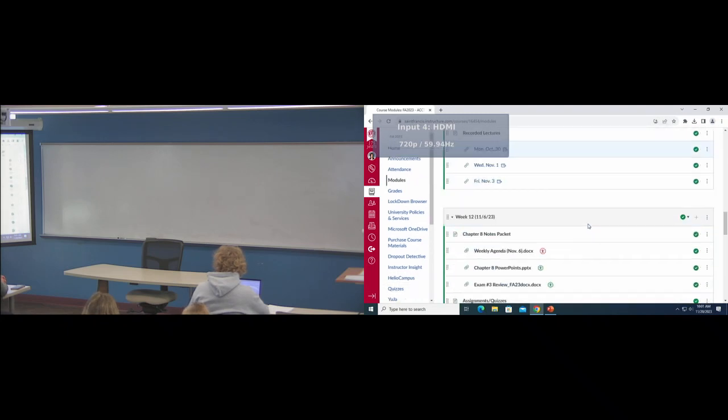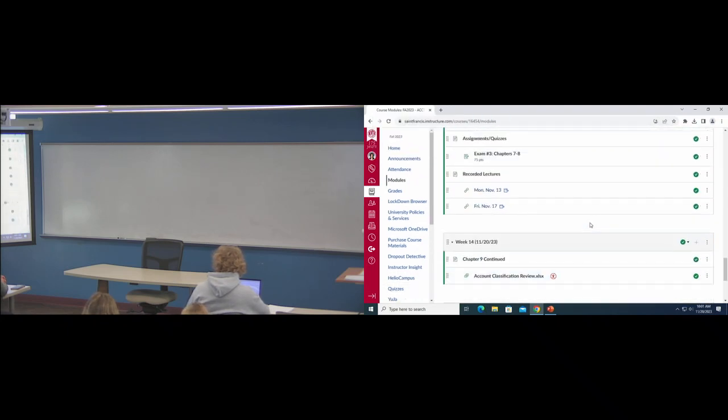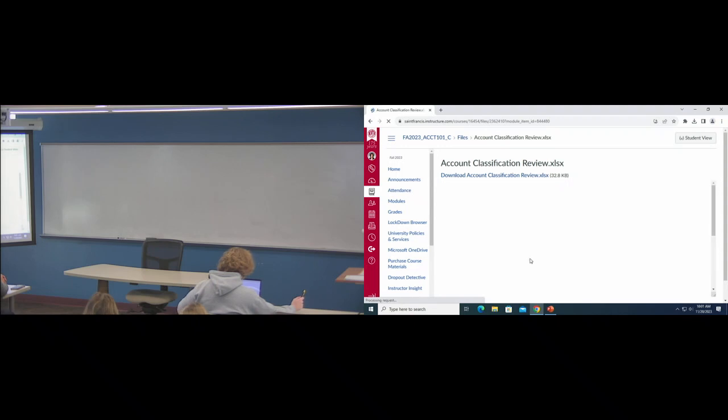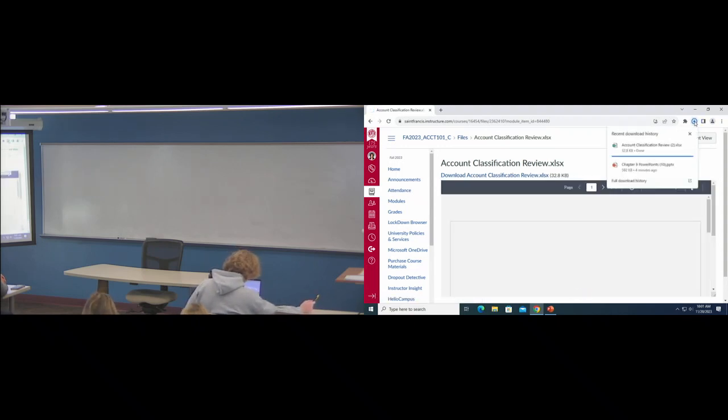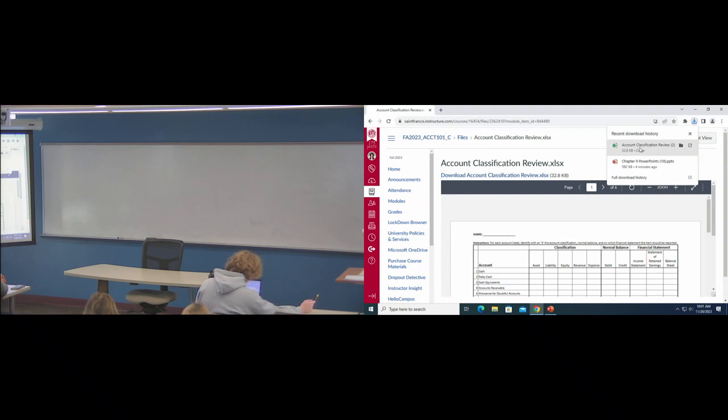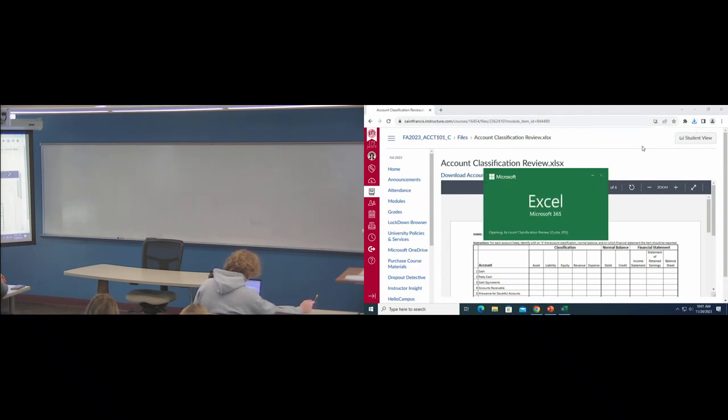In your current module, this is week 14, here we are already. We're going to wrap up chapter 9, but this account classification review is the document that I've been referring to when talking about the cumulative part of your final exam. Your final exam is going to be on chapters 8 and 9, and then you have this little cumulative piece that goes with it.